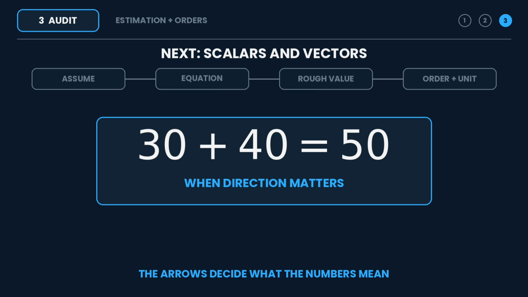Next, we begin mechanics, where 30 plus 40 can equal 50 if the arrow points in the right direction.